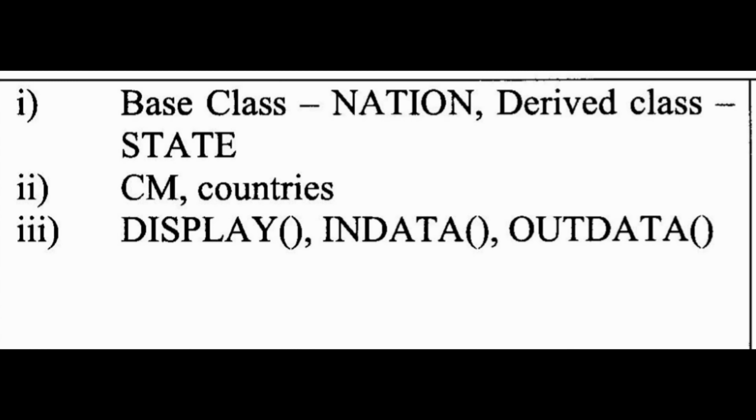Question 17. Consider the following class definition and answer the questions that follow. 1. Name the base class and derived class of the class world. 2. Name the data members that can be accessed from function display. 3. Name the member functions which can be accessed from the objects of the class state. Answer 1. Base class nation, derived class state. 2. CM countries. 3. Display function, indata function, outdata function.